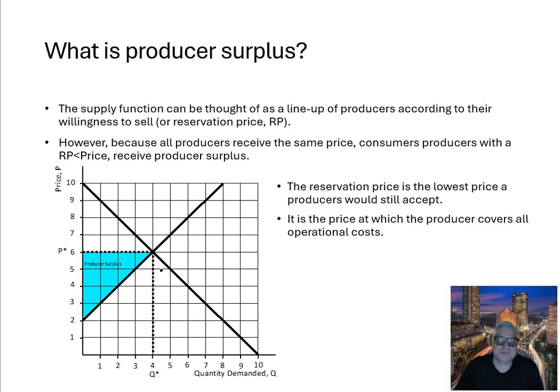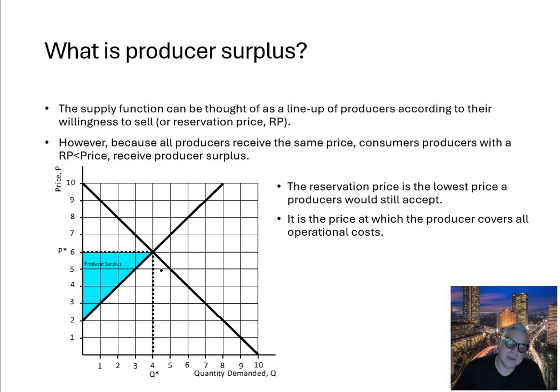And so the supply function can be thought of as a lineup of producers according to their willingness to sell, or the reservation price. And again, the reservation price is the price that a producer would have to charge in order to cover all operational expenses or costs. It is the lowest price a producer would still accept, the price at which the producer covers all operational expenses.